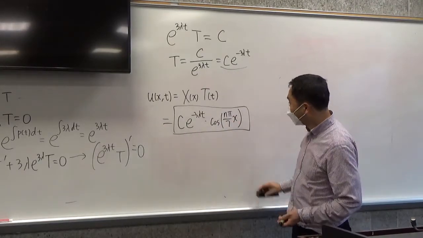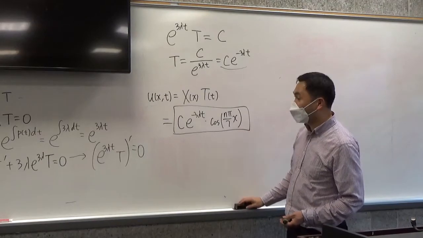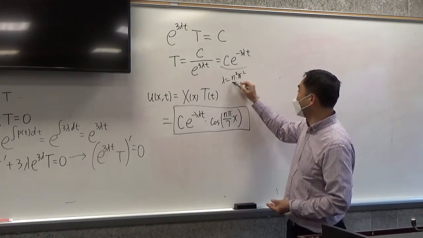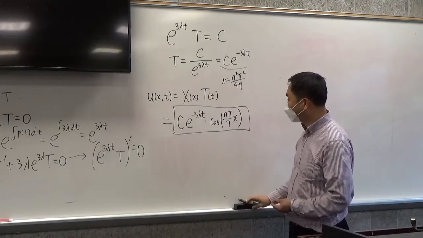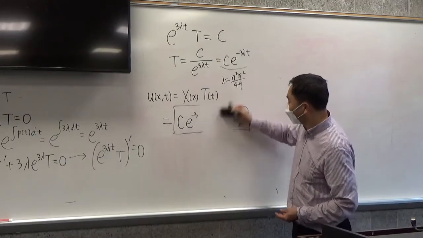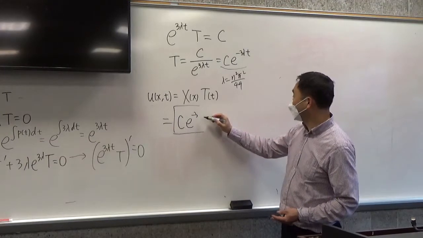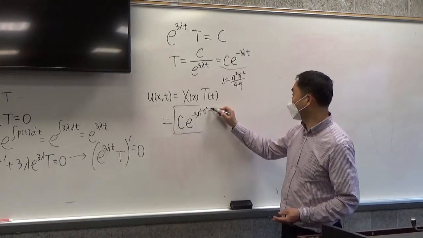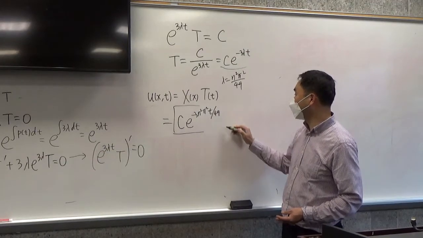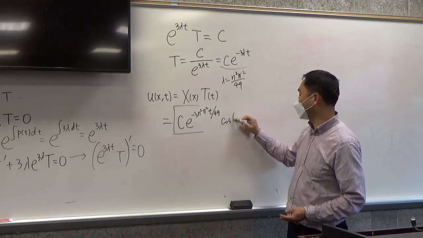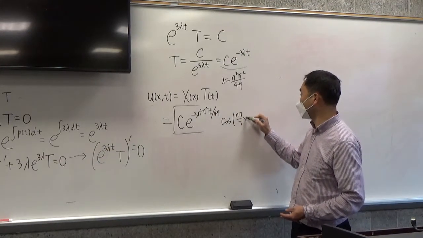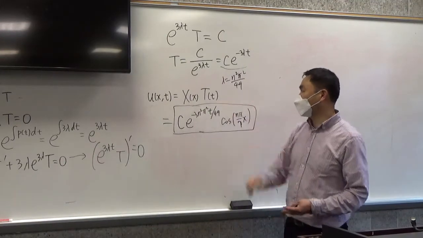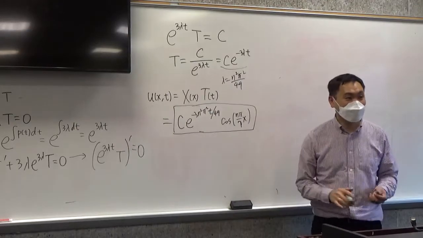Oh, sorry, I missed an important point here. We also got lambda as n squared pi squared over 49, right? So that should have been plugged in here. So sorry about that. So it is e to the negative 3 n squared pi squared t, divided by 49, and cosine n pi over 7 x. Okay, that's step 1.